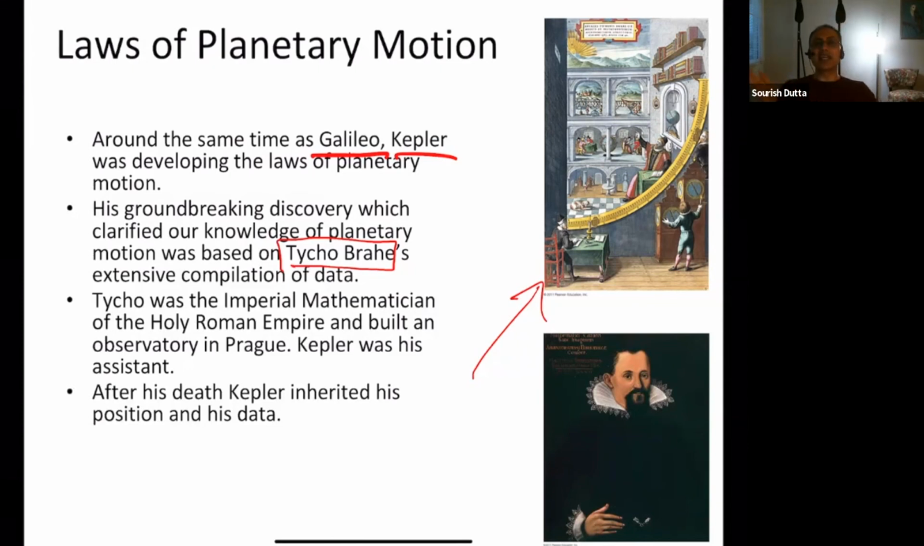Tycho soon realized that Kepler was insanely brilliant. And when Tycho died, he died very young, at the age of 32 or something like that, Kepler became the director of the observatory, even though Kepler was just a lowly technician at the time under Tycho. And Kepler got hold of all the data that Tycho had collected. After Tycho's death, Kepler inherited his position and his data.